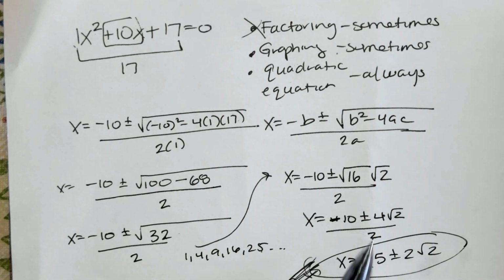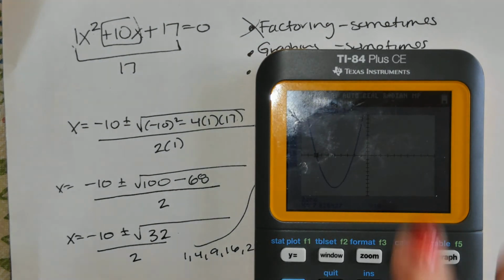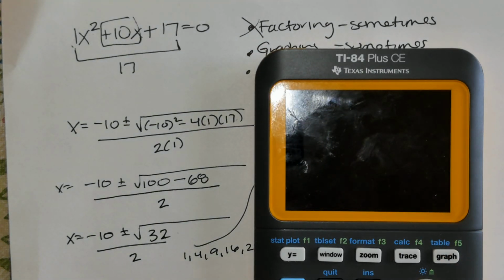Negative 10 divided by 2 and 4 divided by 2. And I can see this is the exact answer. That's what we're looking for. We're not looking for a rounded answer unless it asks you for that.